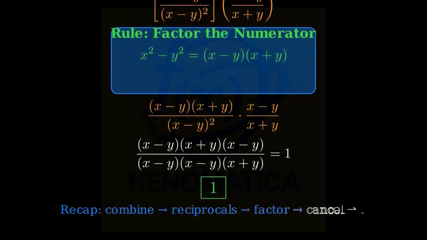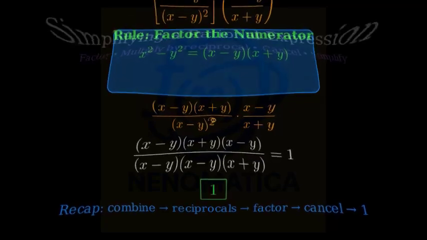Recap. We combine fractions inside each bracket, use the reciprocal rule twice, factor the difference of squares, and then cancel common factors. The entire expression simplifies to 1.